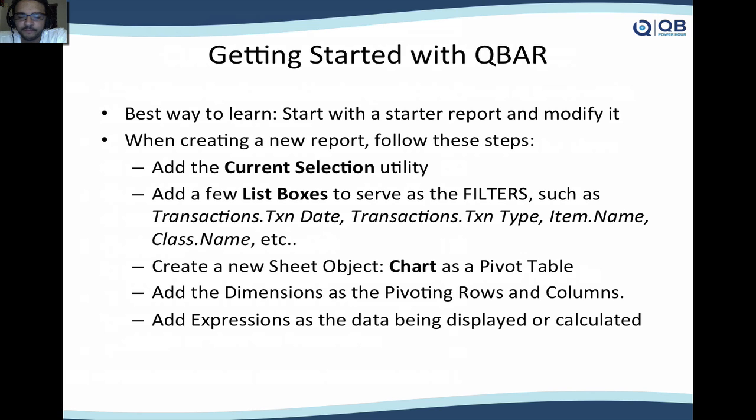So I'm going to go ahead and create a report in QuickBooks Advanced Reporting, and I'm going to follow these steps that you see here. These steps are designed to give me the best starting point for creating a custom report. The first thing I do is create a new report. I'll click on current selection, which is a little button that allows me to clear the screen and tells me everything that has been selected in terms of filters. In the QuickBooks Advanced Reporting world, think of list boxes as your filters, and I'll do an example of that. Once we have every list box of filters that we want to use, then we're going to create the pivot chart, and then we're going to use this concept of dimensions to figure out what rows and columns we want to see, and then the expressions for the actual data being displayed or calculated.